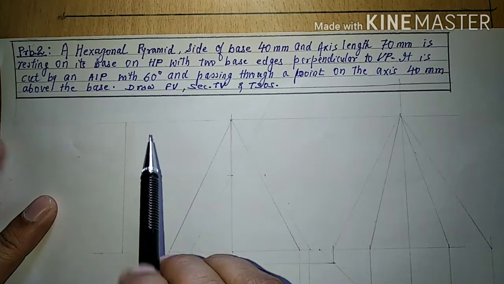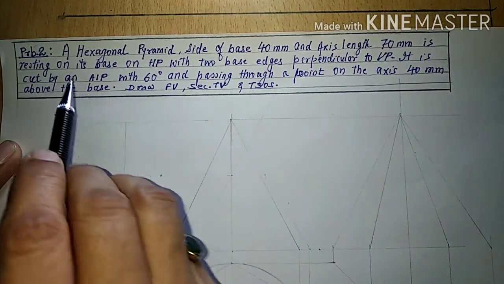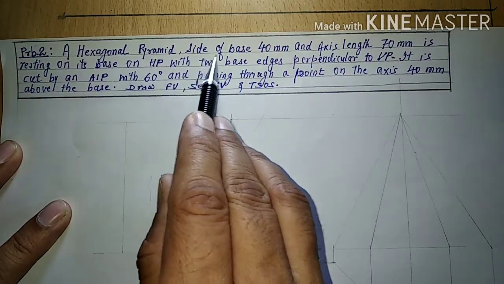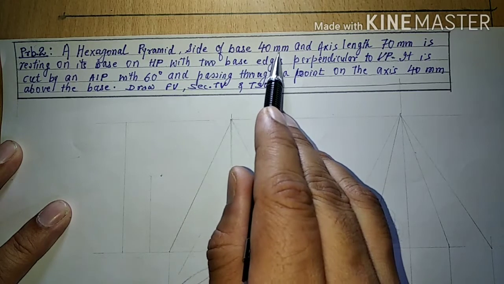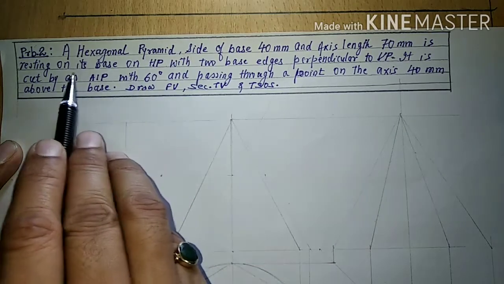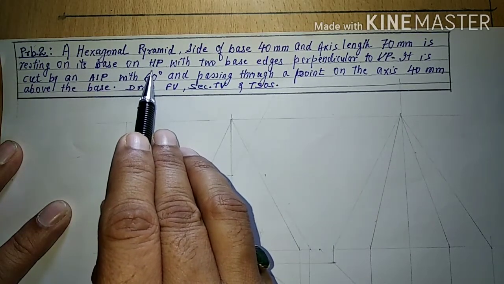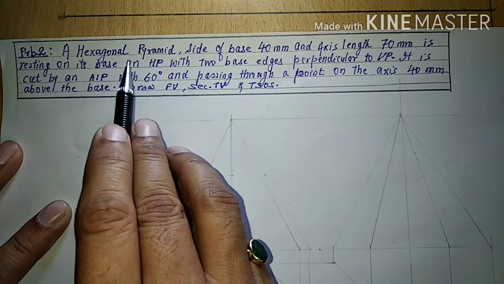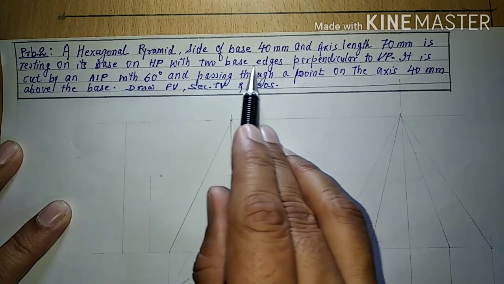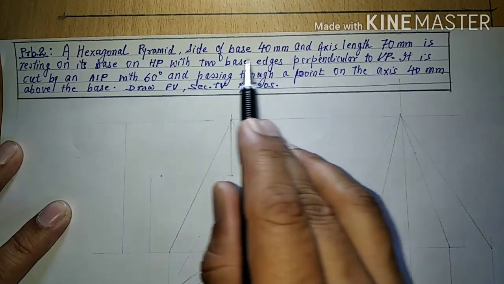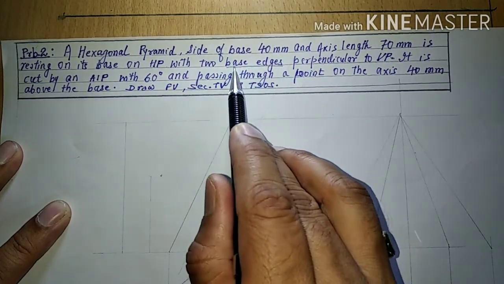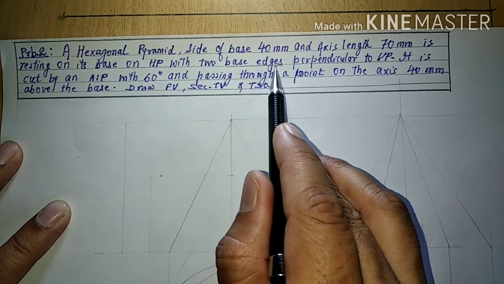Now once again, if we start reading out the problem, we'll note down the important parameters. A hexagonal pyramid, a pyramid with the base hexagon. Side of base, that means each base edge is of 40 mm, and axis length, that is the height of the pyramid, is 70 mm, resting on its base on HP. That means in top view we will be able to see a hexagon because the base is resting on HP with two base edges perpendicular to VP. Important part of the object is base edge, which has been mentioned here. So this particular part has to be taken on right hand side.